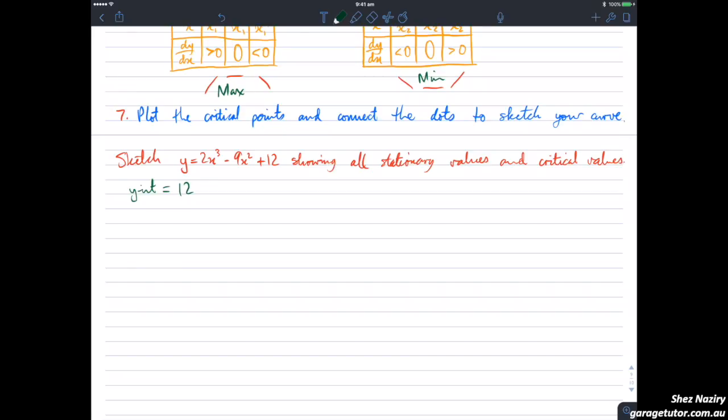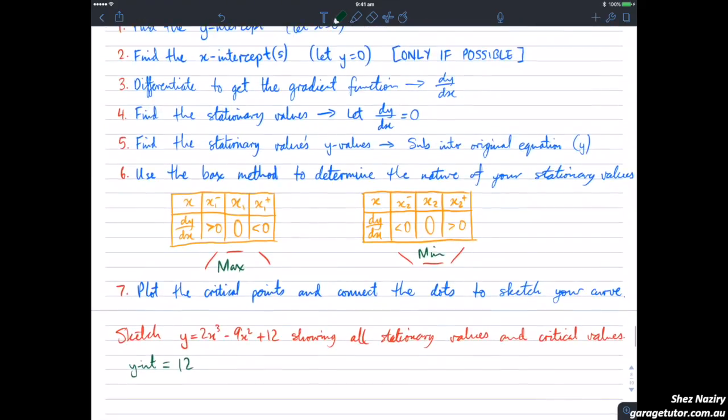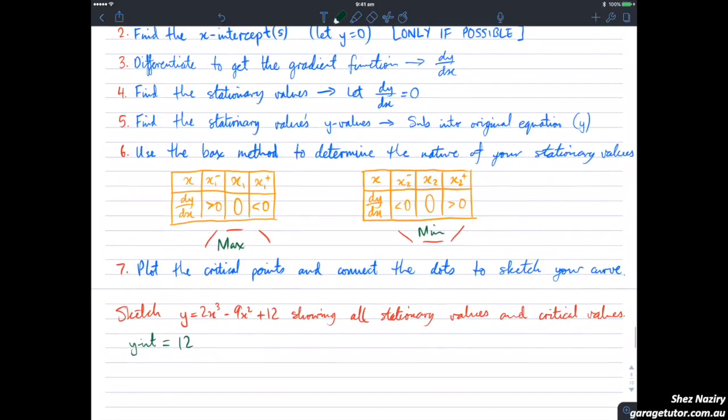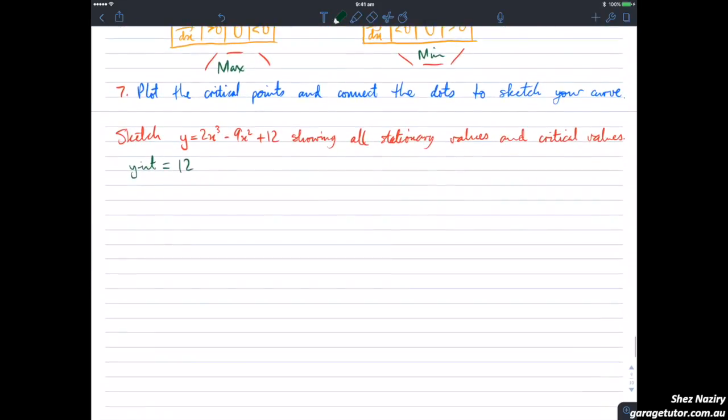Second step, the x-intercept. I'm not going to do it. It is possible, but I don't want to do it in Year 12. Step 3, differentiate to get the gradient function. So dy/dx equals 6x squared minus 18x.